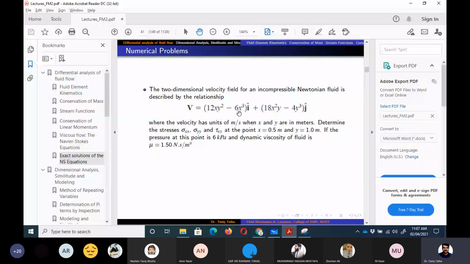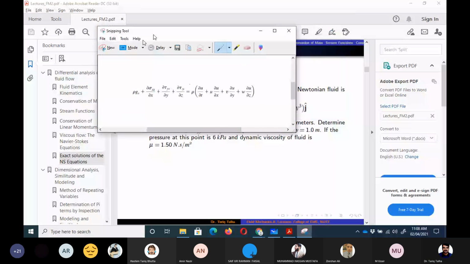It means that the i component is u and the j component is v, where the velocity has unit of meter per second, and x and y are in meters. Determine the stresses sigma xx, sigma yy, and tau xy at the point x equal to 0.5 meter and y equal to 1 meter, if the pressure at that point is 6 kPa and the dynamic viscosity of the fluid is 1.50 Newton second per meter square. So let me copy that relation here and then we can do something.